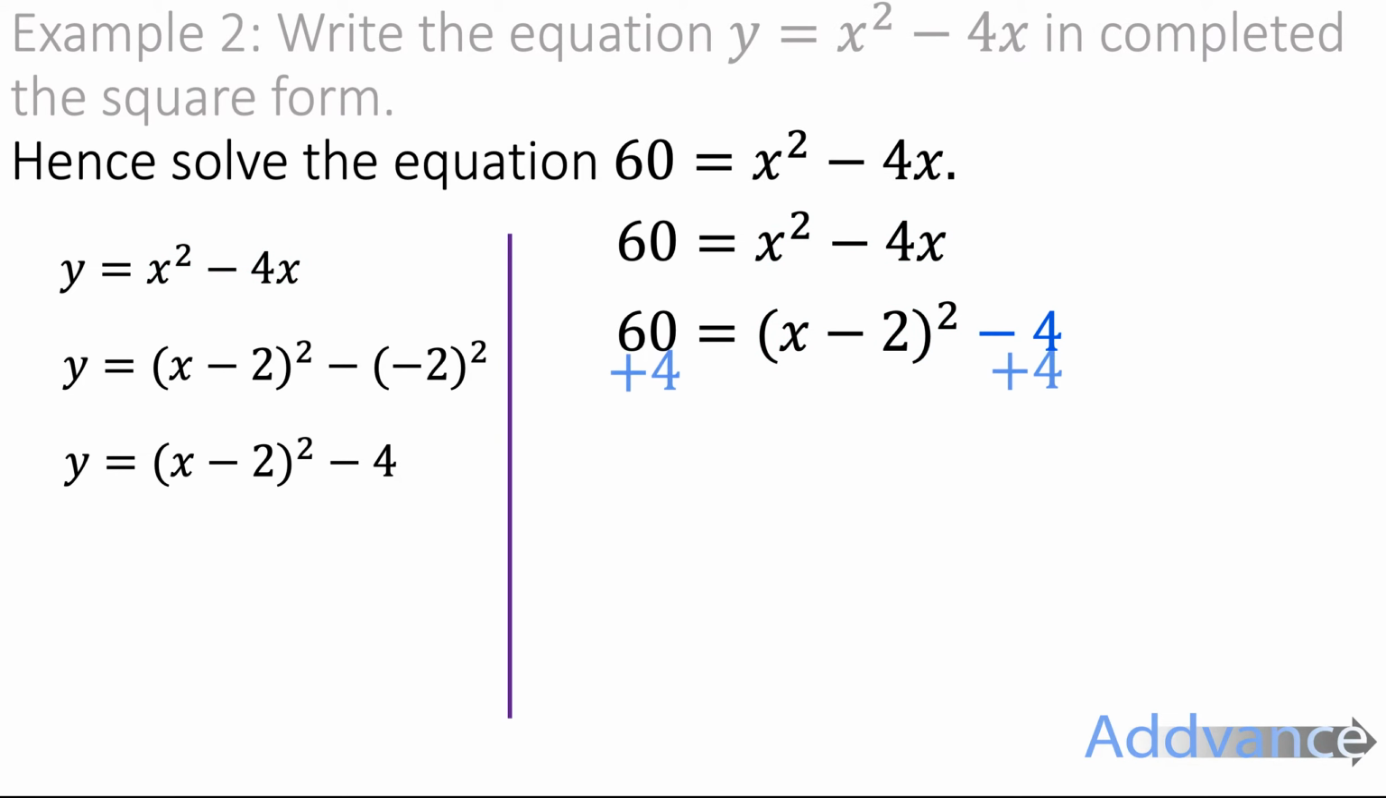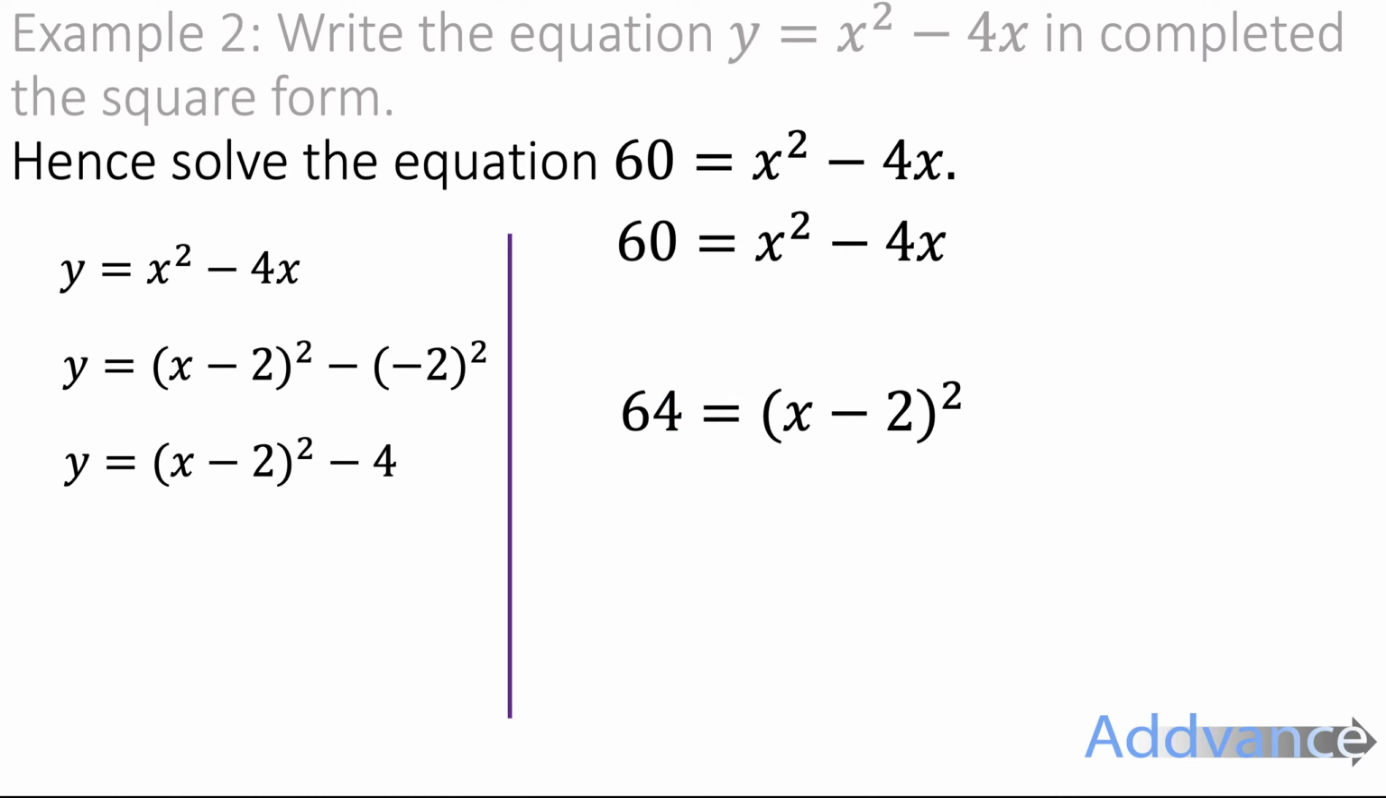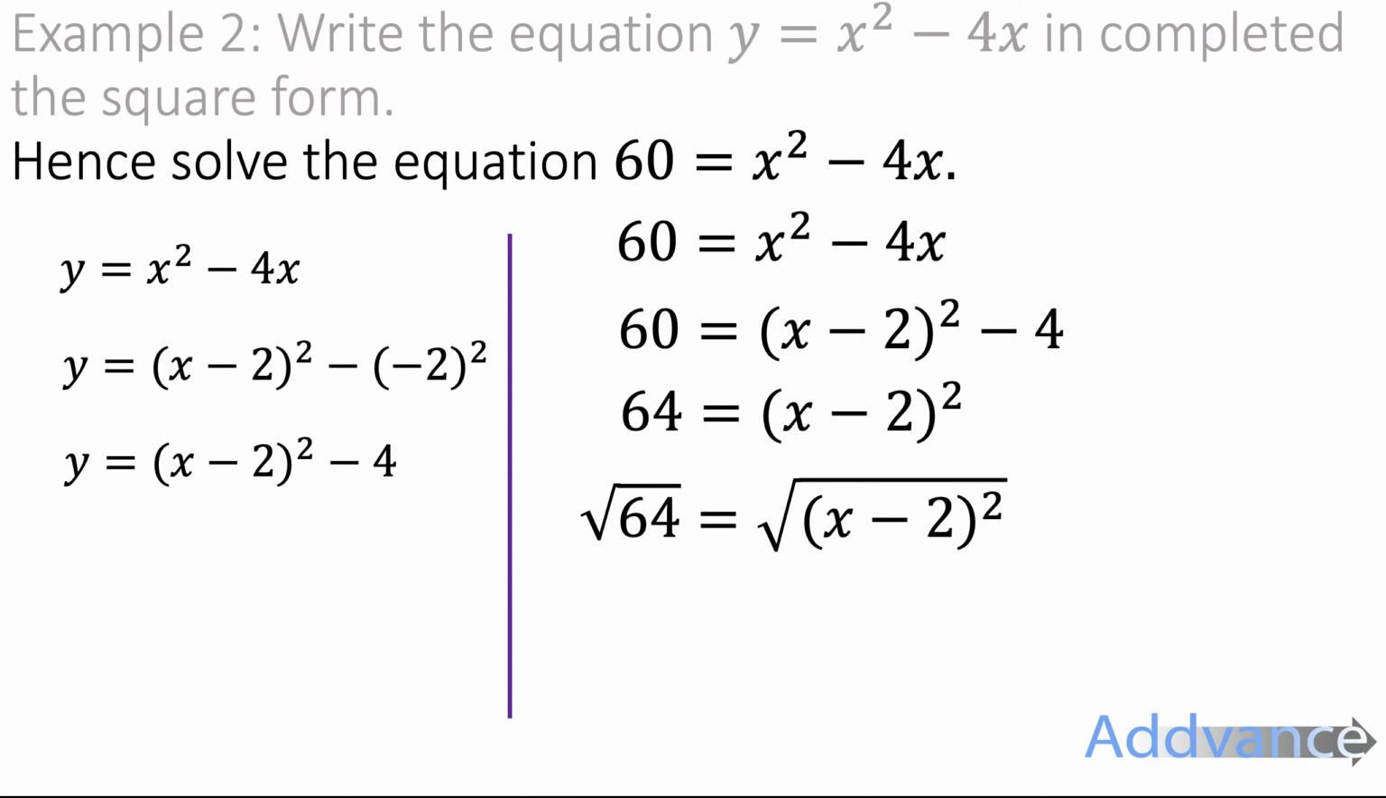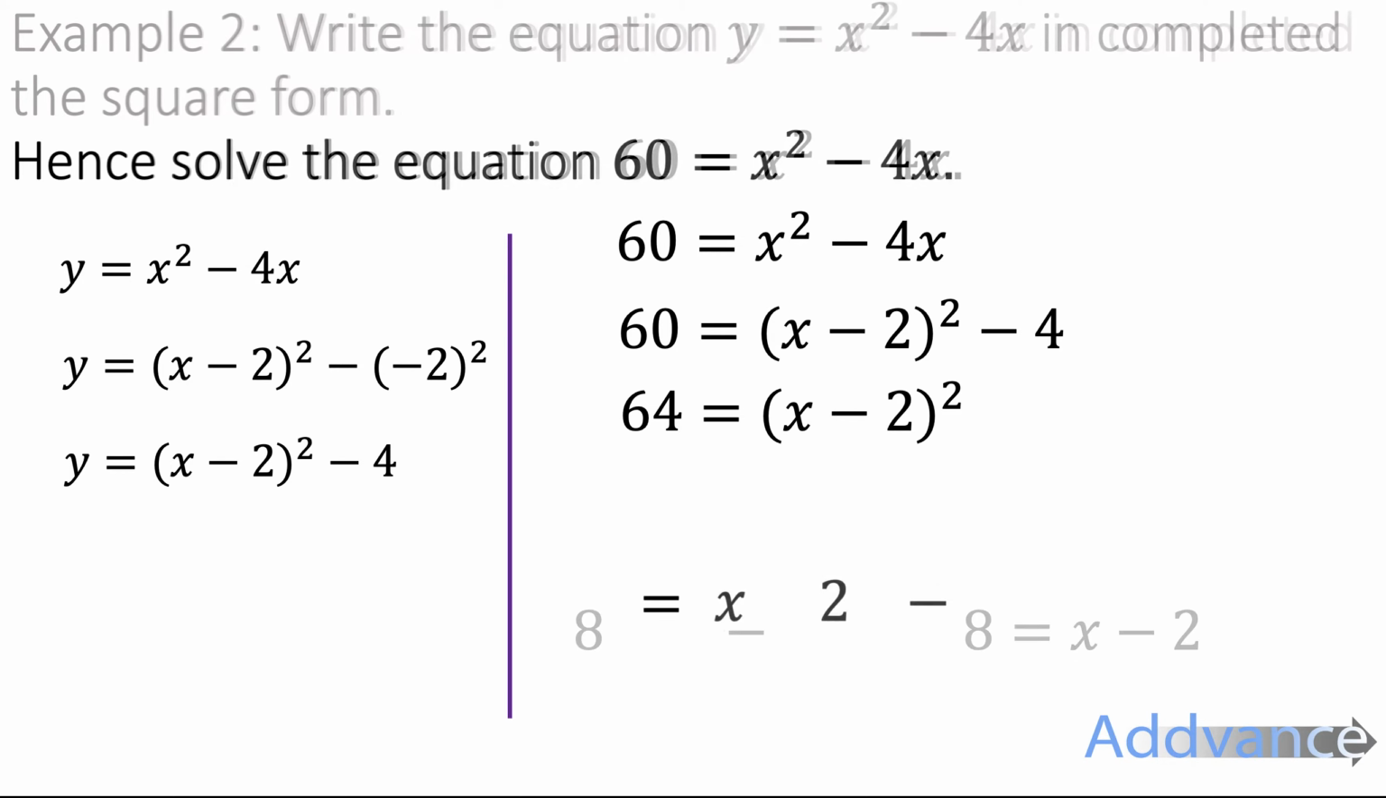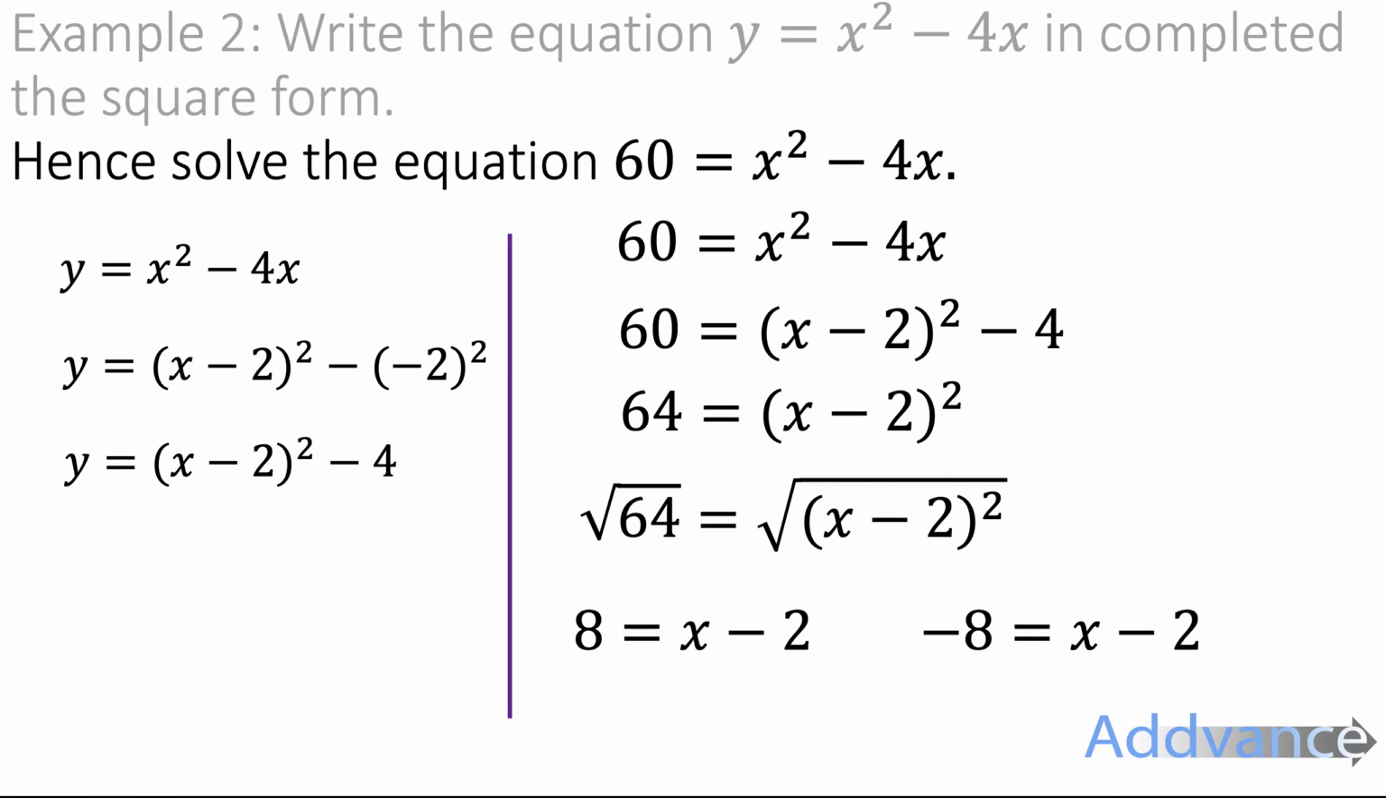We can get rid of the minus 4 by adding 4 to both sides. 60 plus 4 is 64, and that's equal to x minus 2 squared. We square root both sides. Square root of 64 is equal to the square root of x minus 2 squared. The square root and the squared cancel, and we get 8 equals x minus 2, or minus 8 equals x minus 2, because remember, when you square root something, you get two answers. The square root of 64 is 8, and it's also minus 8.